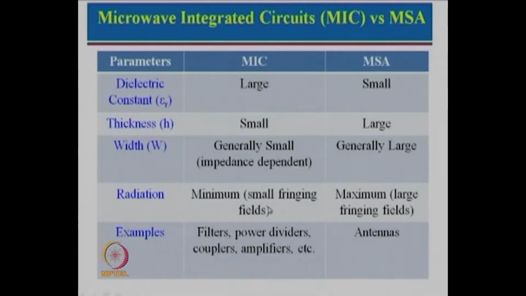In the case of MIC we do not want any radiation to take place. And how does radiation take place? It is basically from the fringing field. So, in the case of MIC we always want to minimize the fringing field, and in the case of a microstrip antenna we always want to try to maximize the fringing field. So, how does this fringing field help?